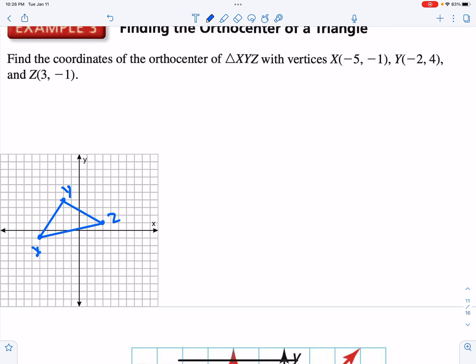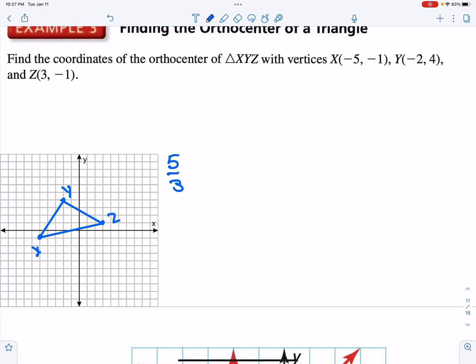So if I look at the slopes of my lines and I count rise over run, if I find that they're perpendicular, I know my orthocenter is going to be on this angle, but otherwise it's going to be really close to it. So if I count rise from -1 up to +4, my rise is 5. My run is from -5 to -2, which is 3. So rise over run gives me up 5 over 3.